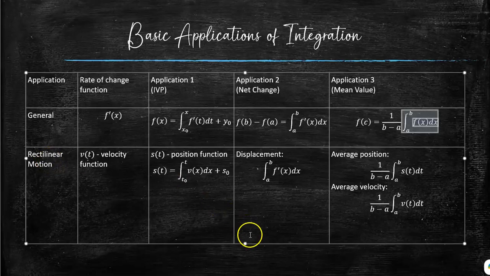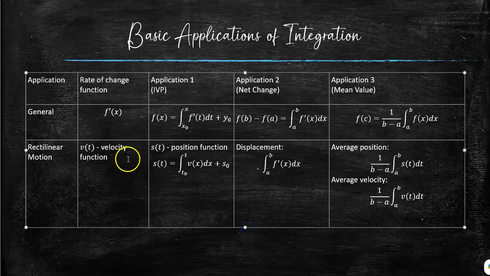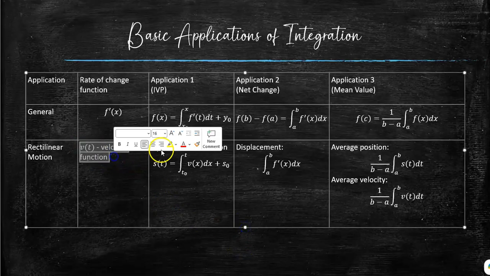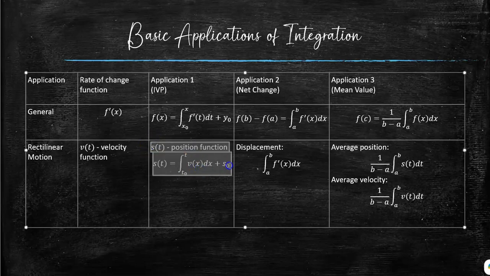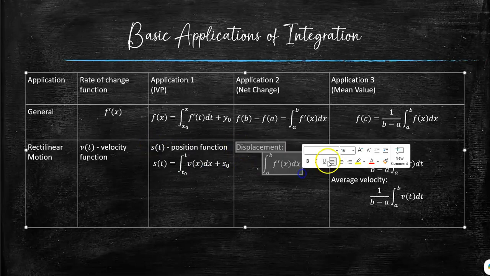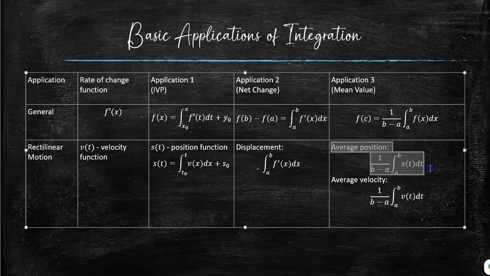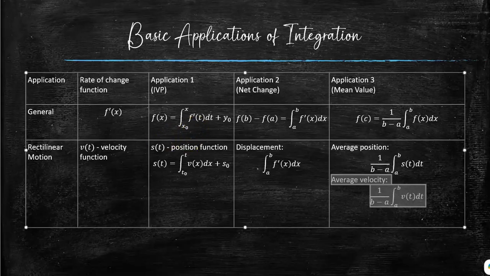Now, in the case of rectilinear motion, what does that mean? That means given velocity, we can find the position using this integral, or displacement, or the average position, and the average velocity. And that skill, like I said, is not unique to rectilinear motion, and it can be done in other contexts, such as these ones.